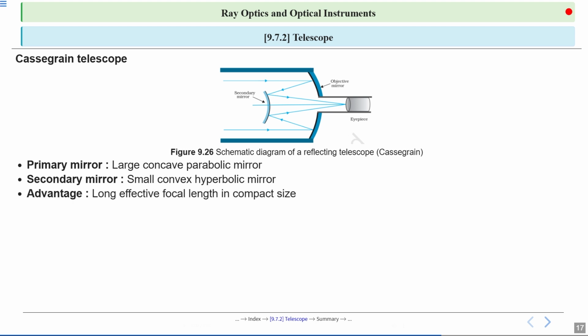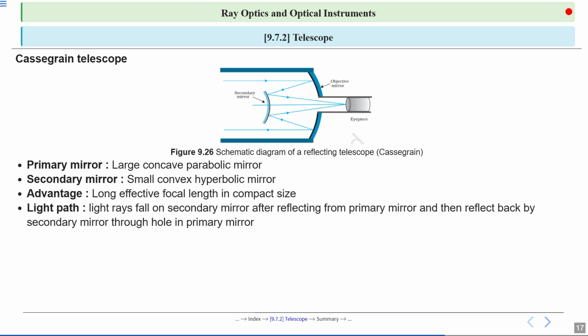Let's look at the light path within the telescope. After the light rays reflect off the primary mirror, they hit the secondary mirror. The secondary mirror then reflects the light back through the hole in the primary mirror. This clever design allows the telescope to be shorter while still providing a long focal length.